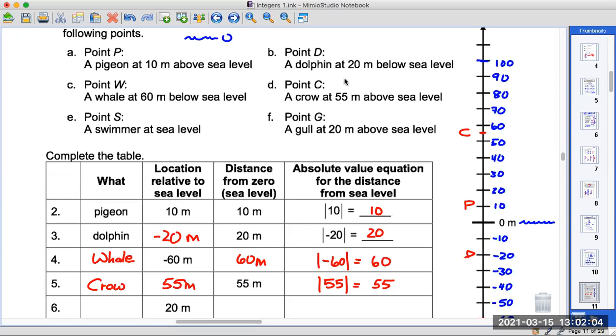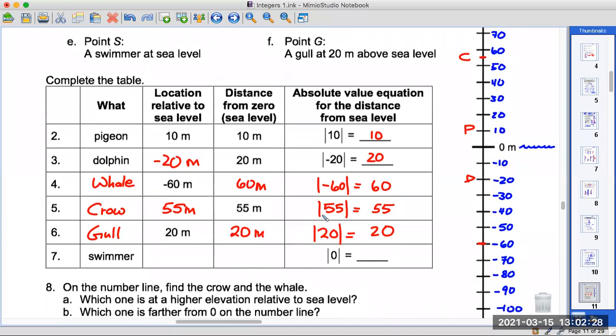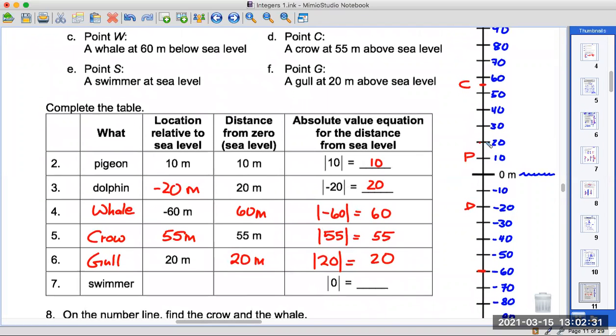20. What's 20? A dolphin? Oh, a gull. Yep. What's the distance to 0? 20 meters. So what's our absolute value of 20? It equals 20. And the swimmer, he's at sea level, so 0. So 0 is equal to 0. The absolute value of 0 is still 0.